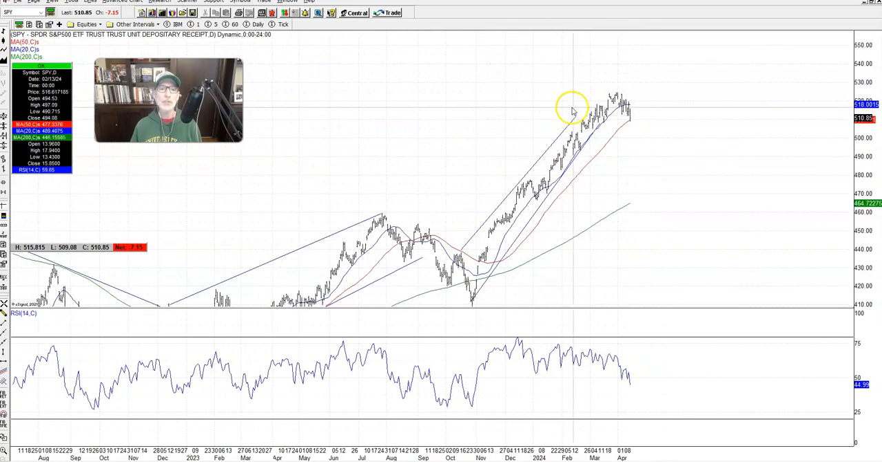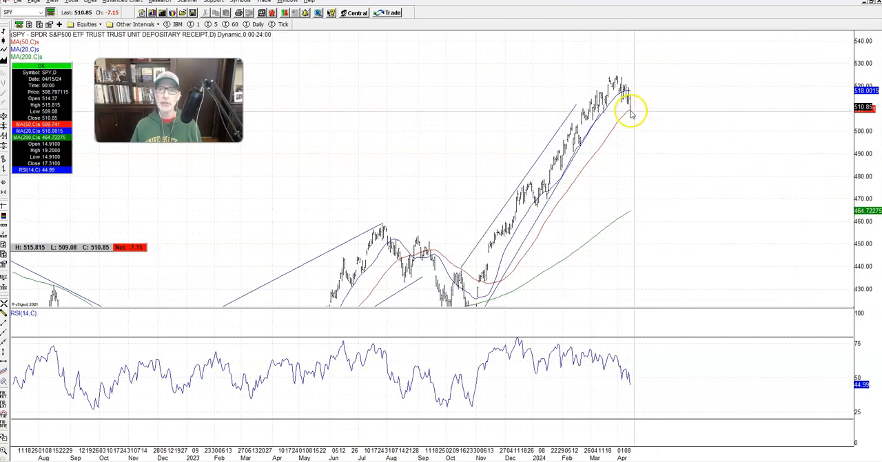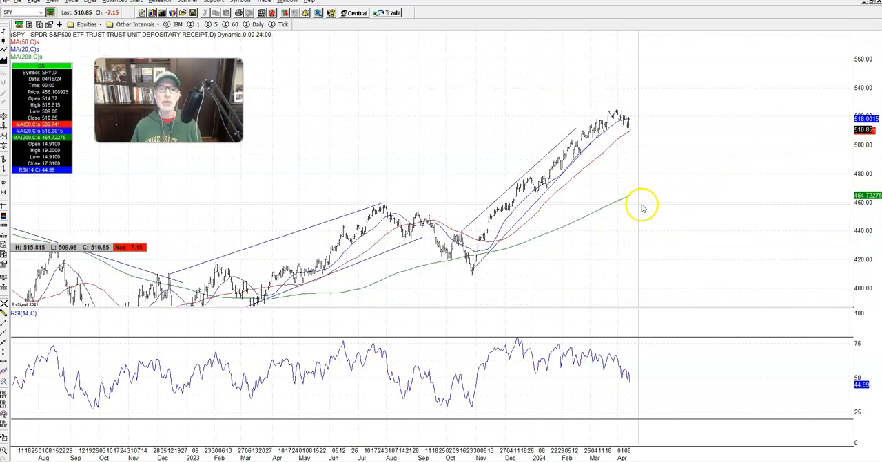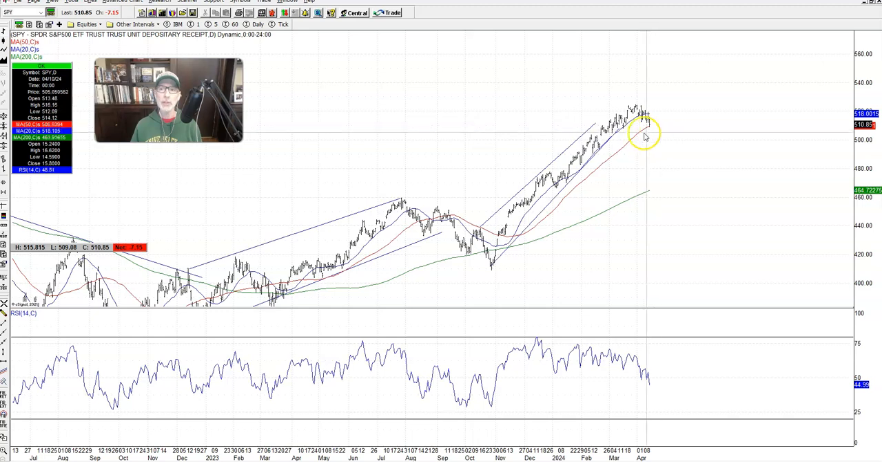So if we get more selling, then the 50-day moving average comes into play, which is where we stopped right here on Friday, April 12th. So next week is going to be a big decider whether this support will hold and then we'll have a new uptrend starting, or will we get more selling coming down.